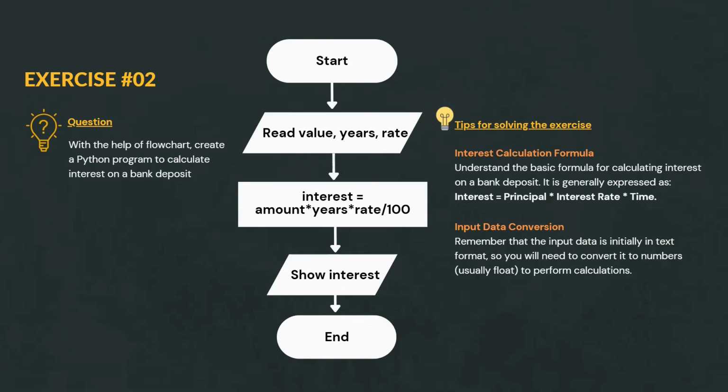Super simple. Basically, we are writing a program that takes input from the user, uses a formula to calculate the interest, and then displays the result. So let's break that down. Step one is asking the user for the three key pieces of data, which are the amount they are depositing, the number of years, and the interest rate. So here's the code for that.